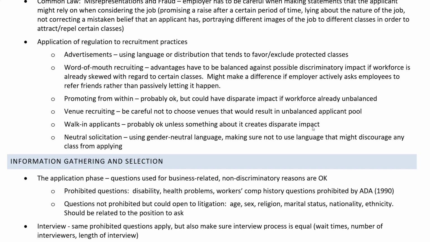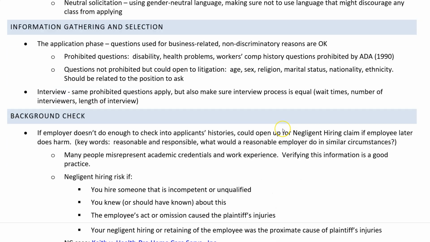Neutral solicitation is kind of what we're going for. This talks about gender specifically, but we want to be neutral with regard to all the protected classes here. So using gender neutral language, making sure not to use language that might discourage any class from applying, because even if I don't outright say I'm looking for a man to do this job, there might be something about the language that might be off-putting to women and keep them from even applying in the first place.